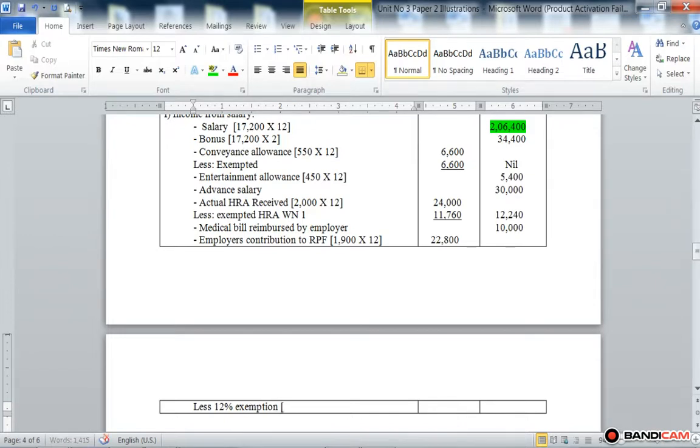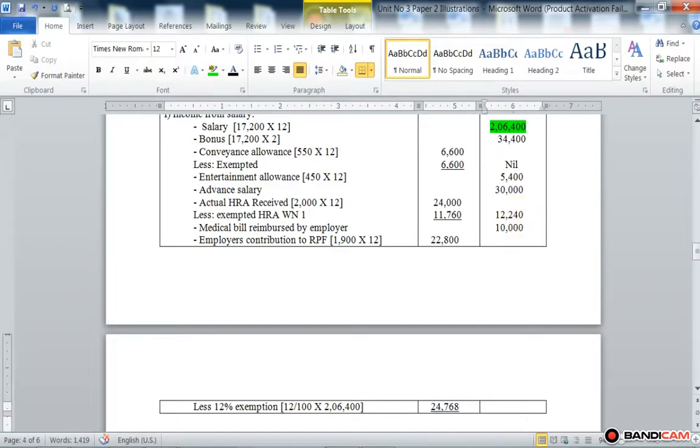So 12% on salary. We already computed the salary, that is 2,06,400. 12 divided by 100 of 2,06,400 is 24,768. 24,768 is exempted from tax and the remaining balance is taxable. Got it? So put the figure in the outer column.